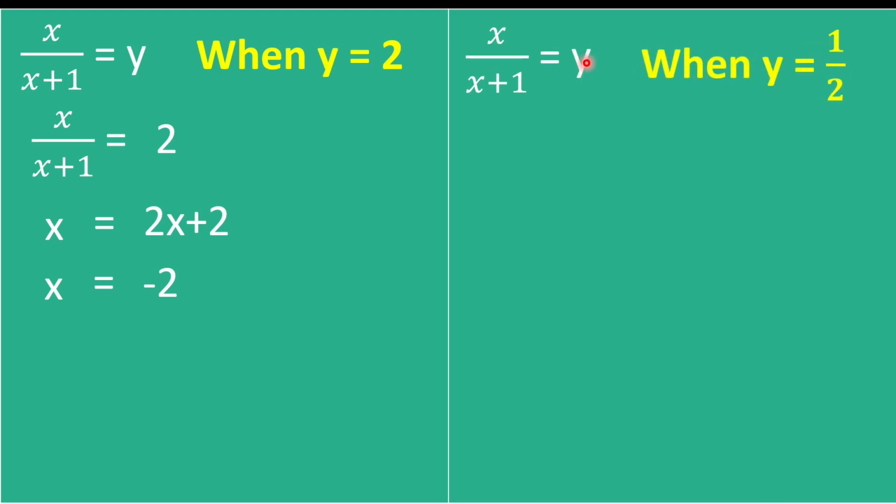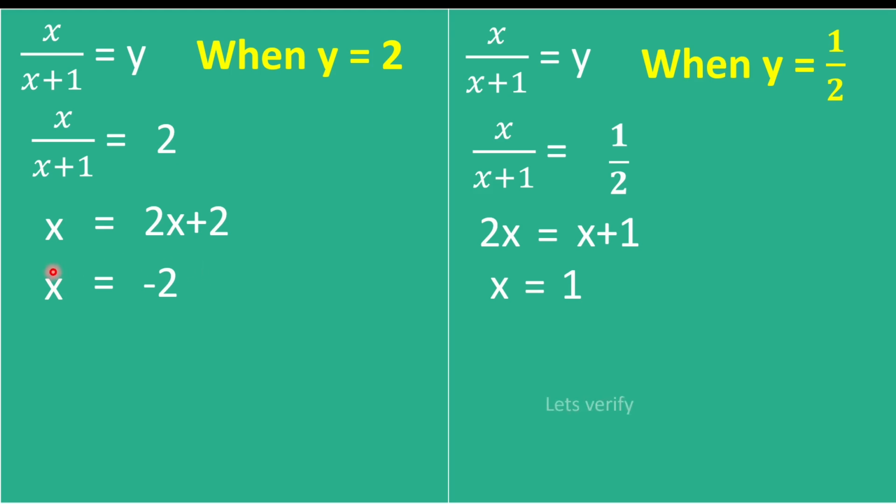And when we have y equal to 1 divided by 2, we will put y equal to 1 divided by 2 over here. So this equation will become x divided by x plus 1 equals 1 divided by 2, and now by cross multiplication, this equation will become 2x equal to x plus 1. Then we shift this x to this side, so this will become 2x minus x, which is equal to 1, and x equals 1. So now we have two values of x, and this is the solution. But before deciding the final solution, we will verify as well. So let's verify these two values of x.